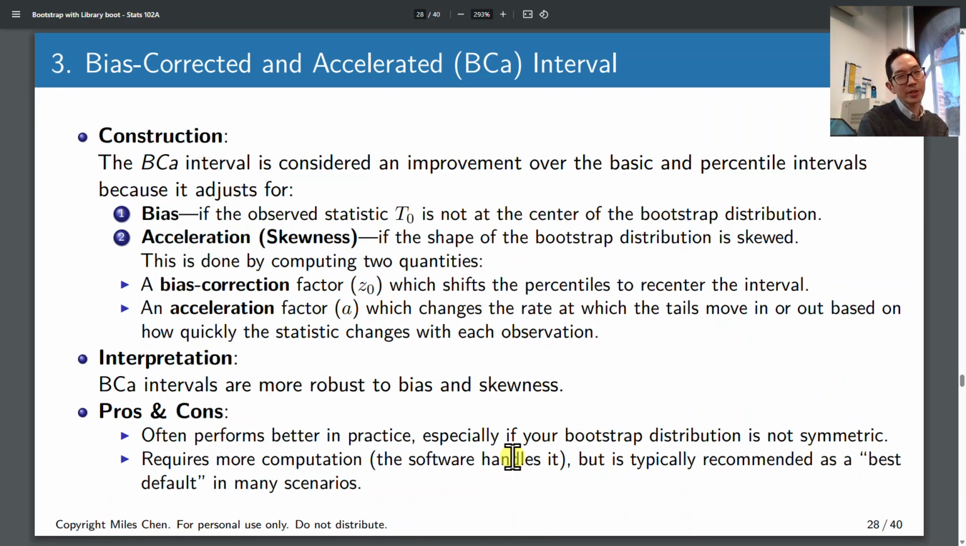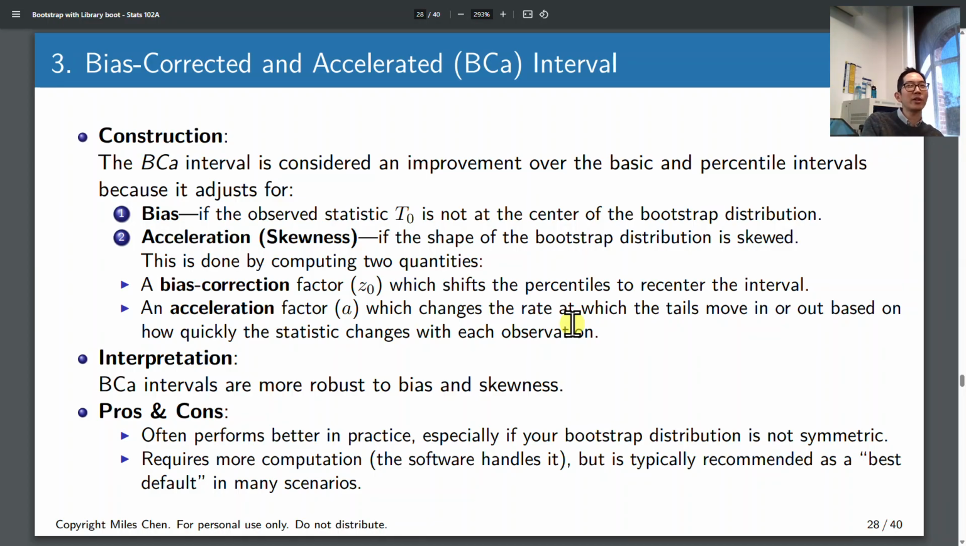And then the last one is the bias corrected and accelerated interval. And to be honest, this is the one I understand the least because I didn't bother going through all of the math behind the calculations here. To do this yourself is quite computationally involved, okay? But it corrects for bias, being like if your observed statistic T0 is not at the center of the bootstrap distribution, we say there's a little bit of bias. If the shape of the bootstrap distribution is skewed, there's what we call an acceleration factor. And so the bias corrected and accelerated interval brings in a bias correction factor and an acceleration factor, which affects where the center is going to be and how the tails get moved in. Anyway, it's computationally involved, but the computer handles it for us.